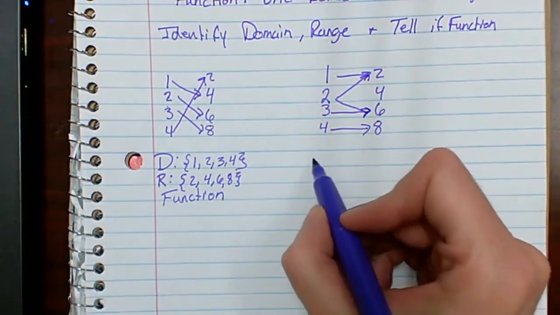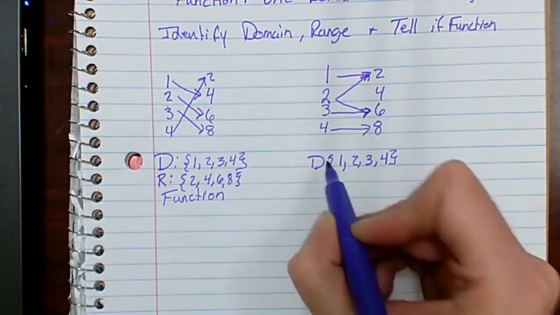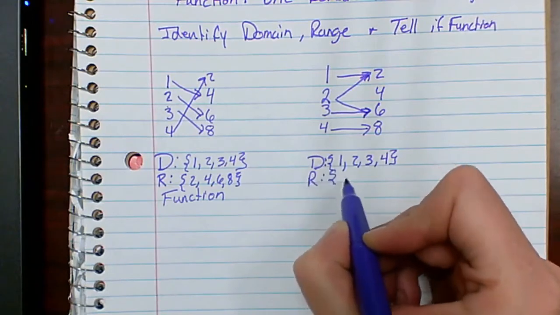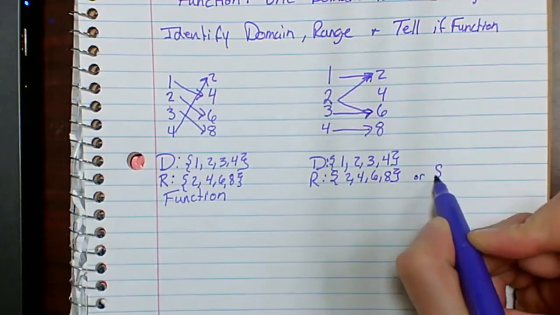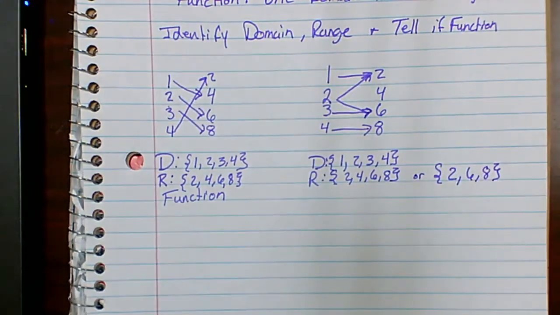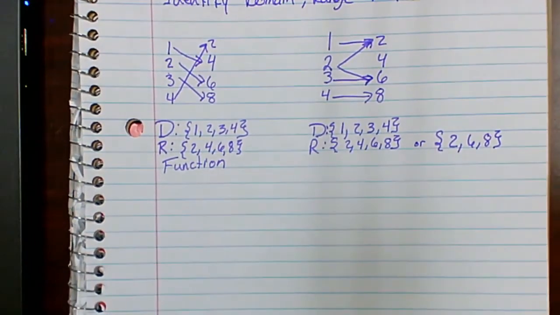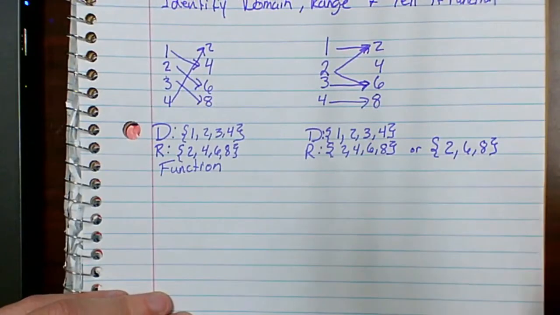Okay, let's look at this one. The domain is 1, 2, 3, 4. The range, since they're all listed, is 2, 4, 6, and 8. Or we can go 2, 6, and 8. I've seen it written both ways, so it just depends on what your preference is or your instructor's preference is. I would typically leave out the 4, but I have seen the 4 included in the range before, since it is included in our list.